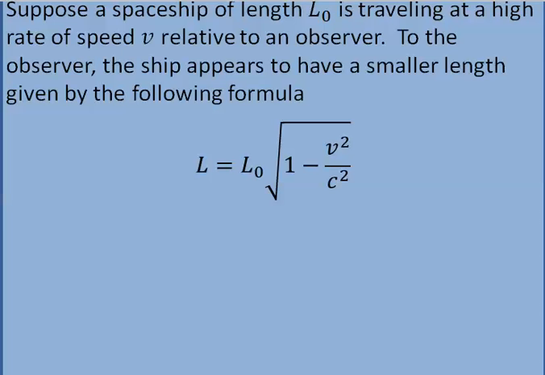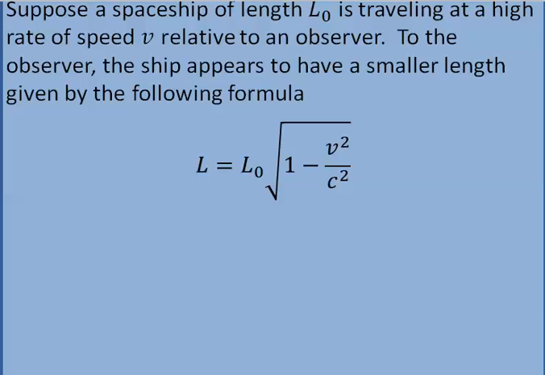2.3.78. Suppose a spaceship of length L naught is traveling at a high rate of speed v relative to an observer. To the observer, the ship appears to have a smaller length given by this formula. So L on the left-hand side is the observed length. L naught is the actual length.